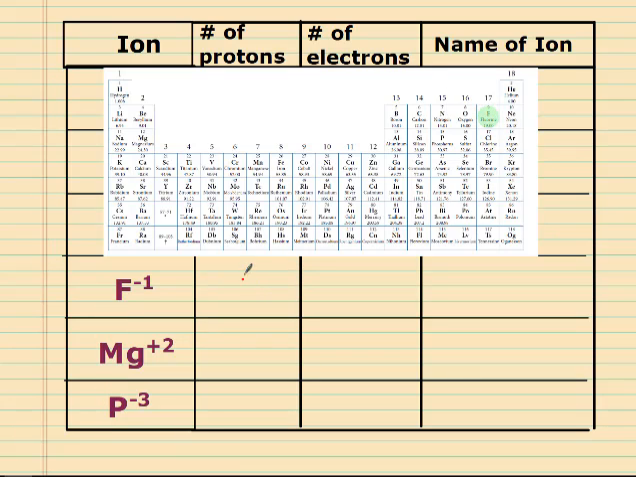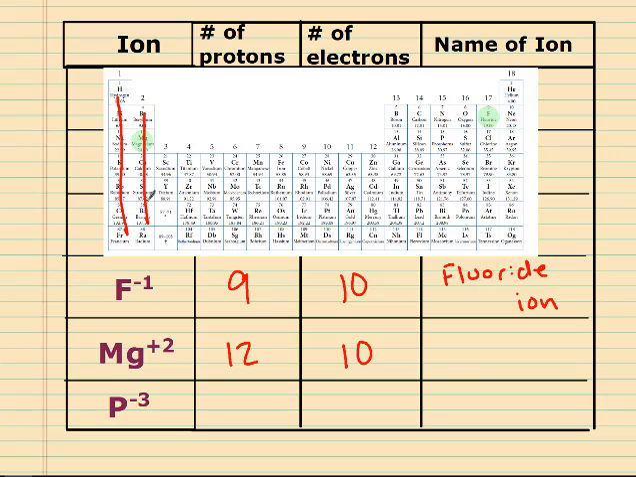So F is here. It has 9 protons. Negative 1 means it gained an electron. And so we're going to change the ending to IDE, so fluoride ion. The next one is Mg. It has 12 protons. It has a positive 2, so it lost 2, so it's going to have 10 electrons. It is in group 1A, 2A, so I'm just going to call it magnesium ion. And the last one, phosphorus, is over here. It has 15 protons. A negative 3 charge means it gained 3 electrons. And since it's a negative ion, I change the ending to IDE. So phosphide ion.